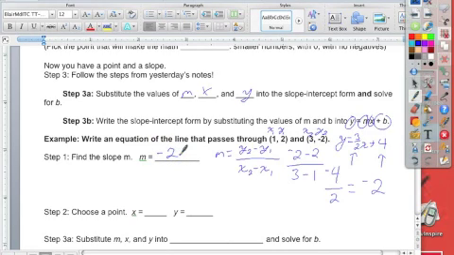All right, choose a point. Again, I'm going to go back through my 3 rules. Do I have any zeros? No. Do I have any negatives? Yes, I have one here. So therefore, I'm going to eliminate using these 2, and I'm simply going to use these 2. My x is going to be 1, and my y is going to be 2. Substitute the m, x and y into it and solve for b.